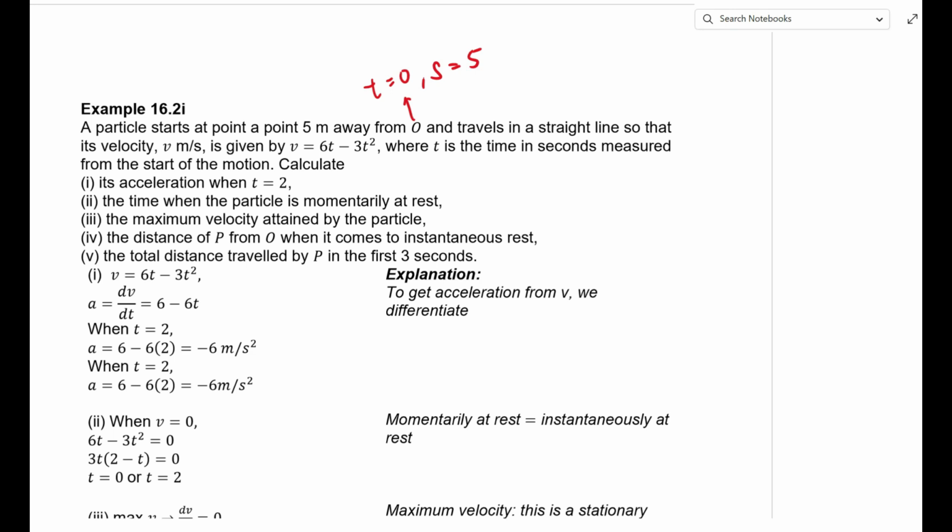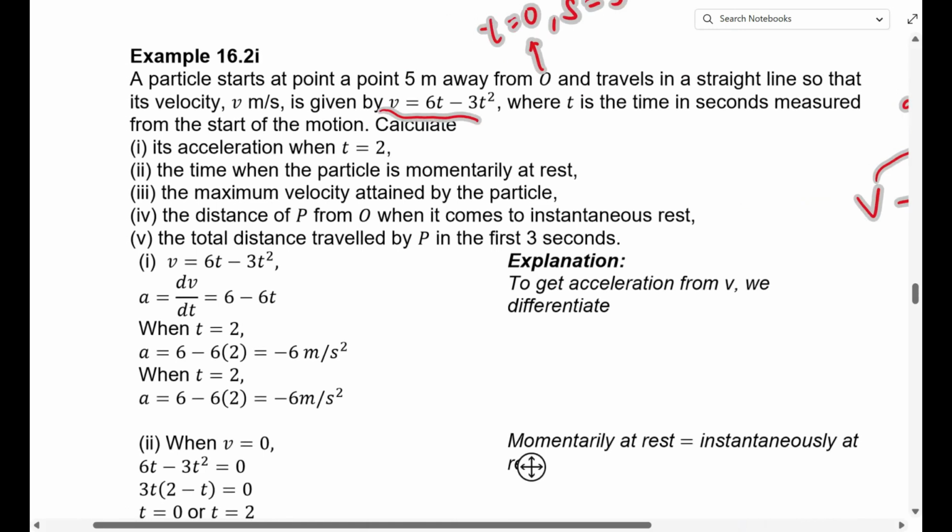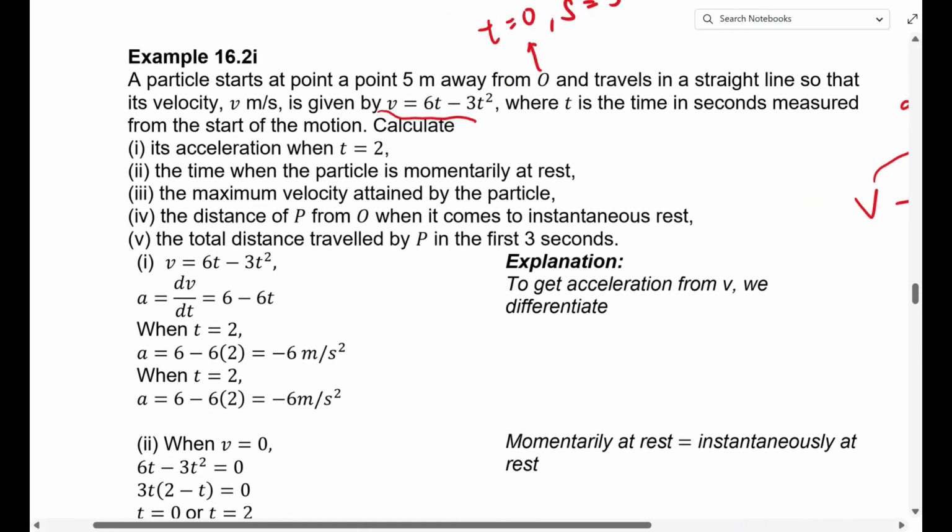It travels in a straight line so that its velocity is given by this expression, where t is the time in seconds measured from the start of the motion. Firstly, calculate its acceleration when t equals 2. So right now we have our velocity, our v expression. To get acceleration from velocity, we will differentiate it. So dv/dt. That's how we will get our a expression by differentiating our v, which will get 6 minus 6t.